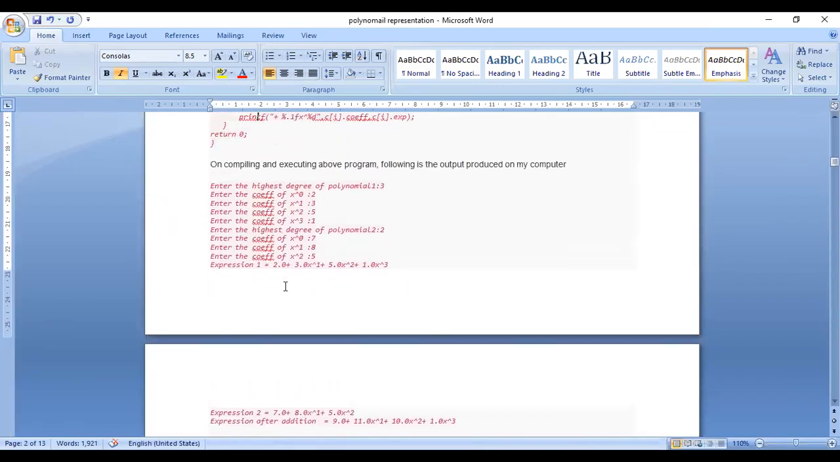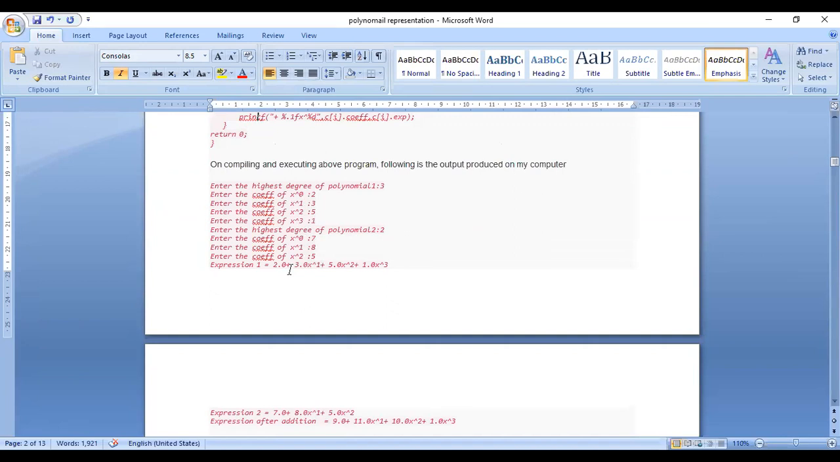So you can see x power 0 coefficient is 2, x power 1 coefficient is 3, x power 2 is 5, x power 3 is 1. In the same way, in the second one, x power 0 is 7, x power 1 is 8, x power 2 is 5, x power 3, there is nothing.